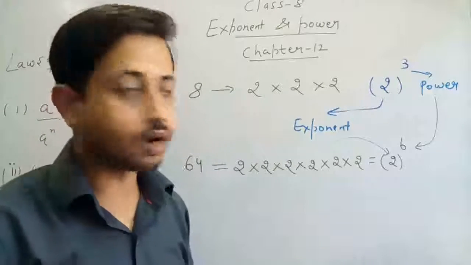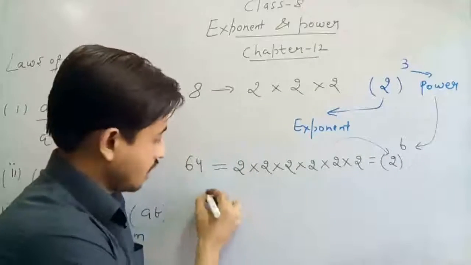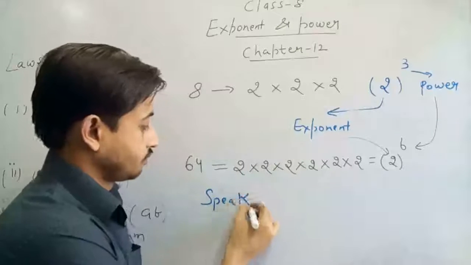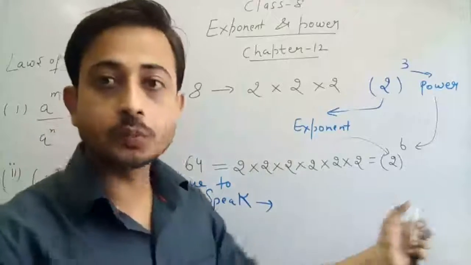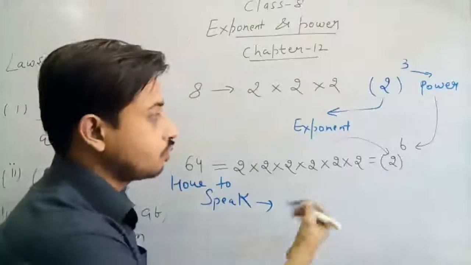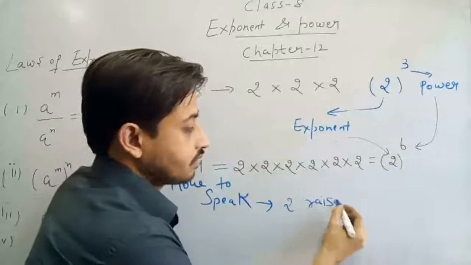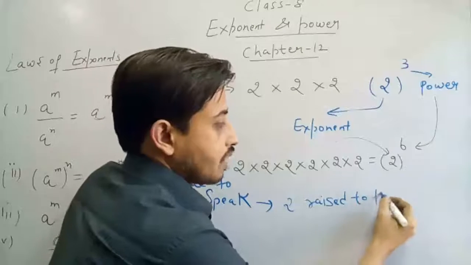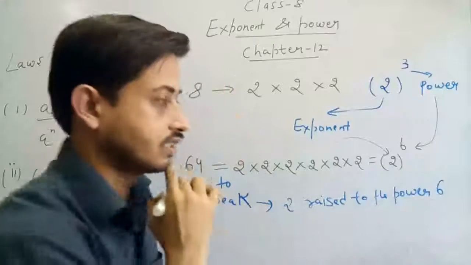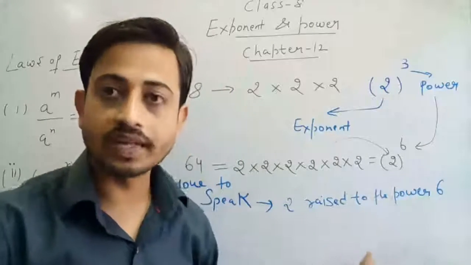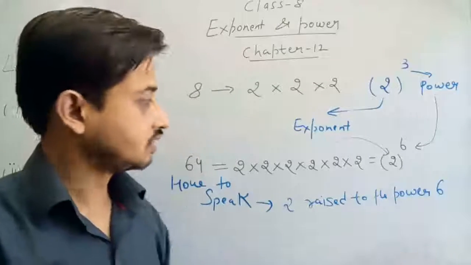Now the main question arises, how can we read it? You have to read according to the manner. I am saying how to speak this. Firstly you have to speak 2, then raised to the power, then 6. So this term we speak out as 2 raised to the power 6. As simple.